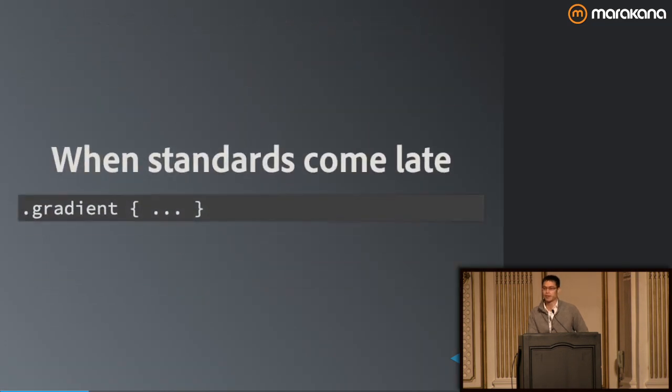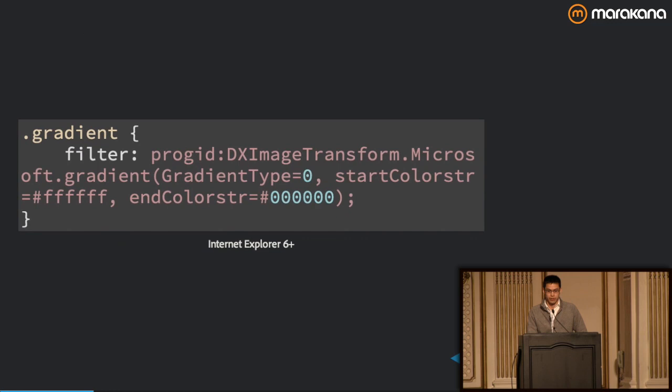OK. And then there's also the case that happens when standards evolve after some functionality has already gotten out in the wild. So this happened with gradients, which we talked a bit about earlier. There was no real standard for gradients, but people obviously wanted them. And so Microsoft started experimenting with early syntaxes in Internet Explorer versions as low as 6. But as you can tell, it's not really standardized. They're still ideating, let's say. It's a little bit long and a little bit ugly. And it's not even valid CSS.